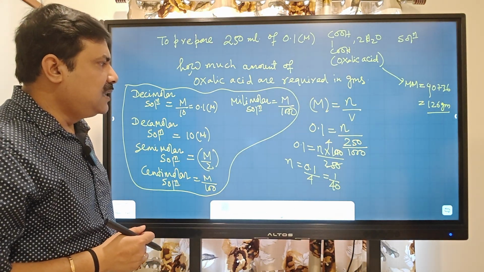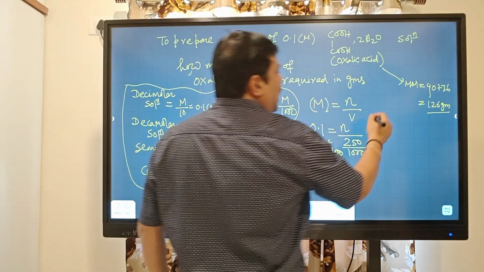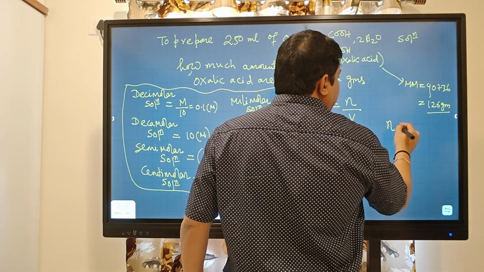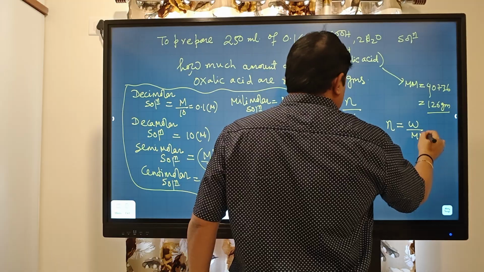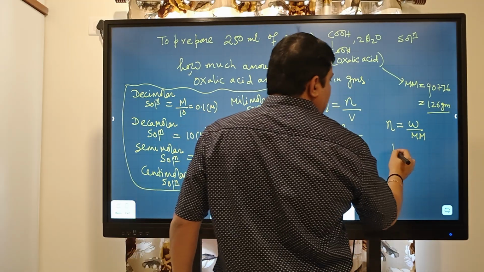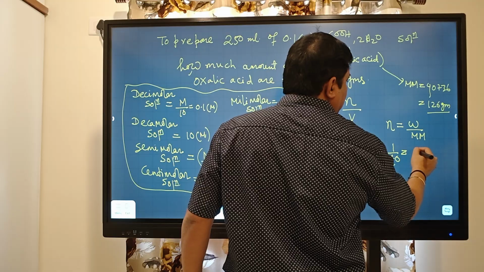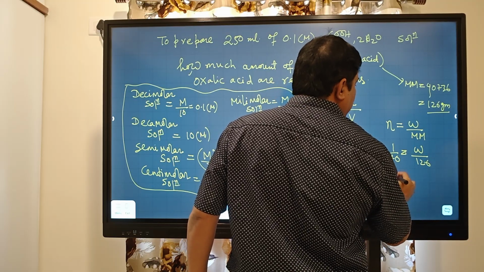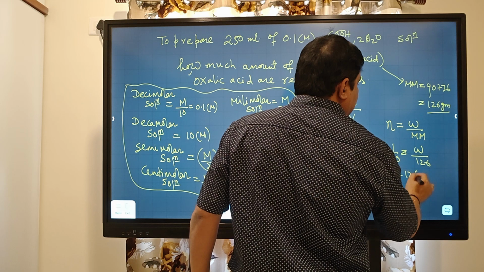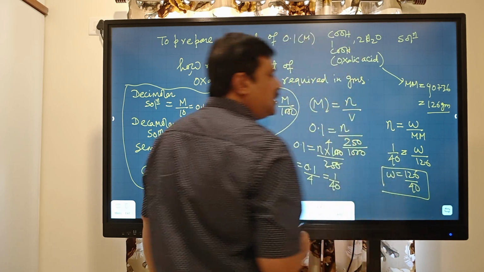Yes or no? Now again, they are asking for the amount, the mass. The number of moles in terms of mass is given weight divided by molar mass. The number of moles is 1 by 40. The given amount, W, is what they are asking. Molar mass is 126. Then W will be equal to 126 by 40. This will be your answer. You can simplify this one.